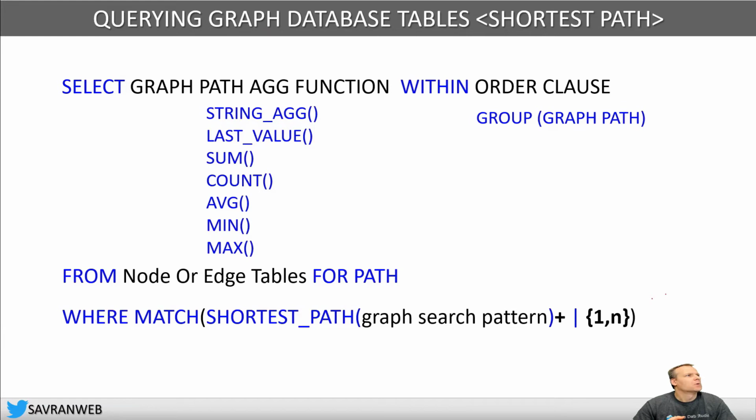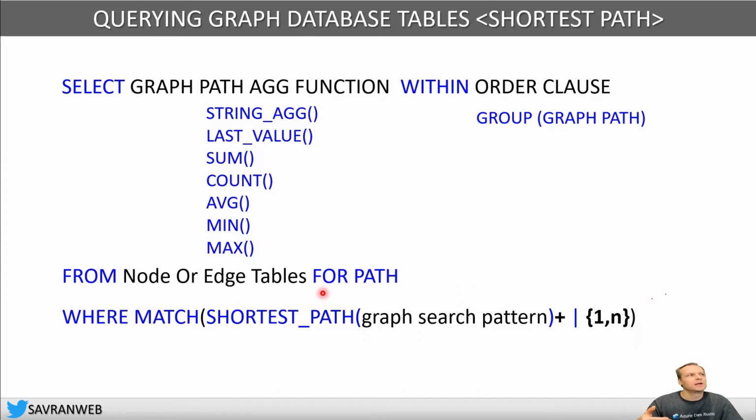So those are the options that you can have. For example, graph path aggregation functions have to be one of those functions you see in this list. And you are going to use the within group clause. Order clause is always going to be graph path. When you go to the from tables, it can be node or edge tables, but you need to define which tables we are going to look at for the shortest path.